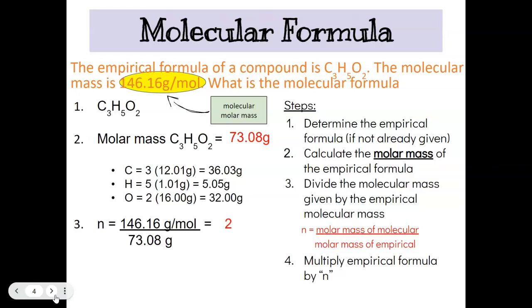So we're going to take everything, our subscripts, and we're going to multiply those by 2 to get our molecular formula. So here we are multiplying the subscripts. We're not adding it as a coefficient. We are multiplying the subscripts by that value. So C6: 3 times 2 is 6, 5 times 2 is 10, 2 times 2 is 4. So our molecular formula is C6H10O4.